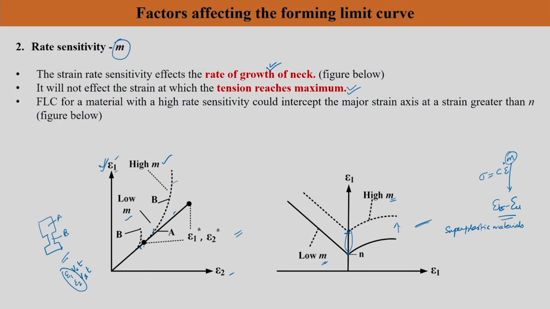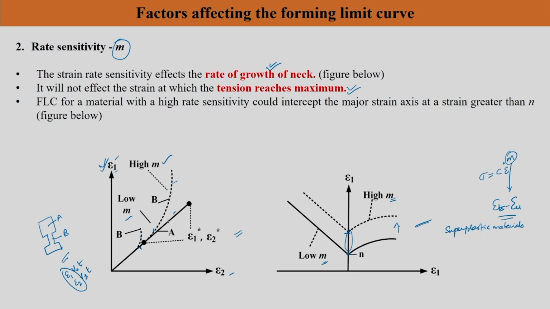Okay, so you will see that in the A region there is not much difference, but in the B region you will see that this unstable increase will happen a bit early. Which also means that you may reach the limit strain a little early as compared to a higher M value. So that is the main difference between a material with a higher M value and a lower M value.